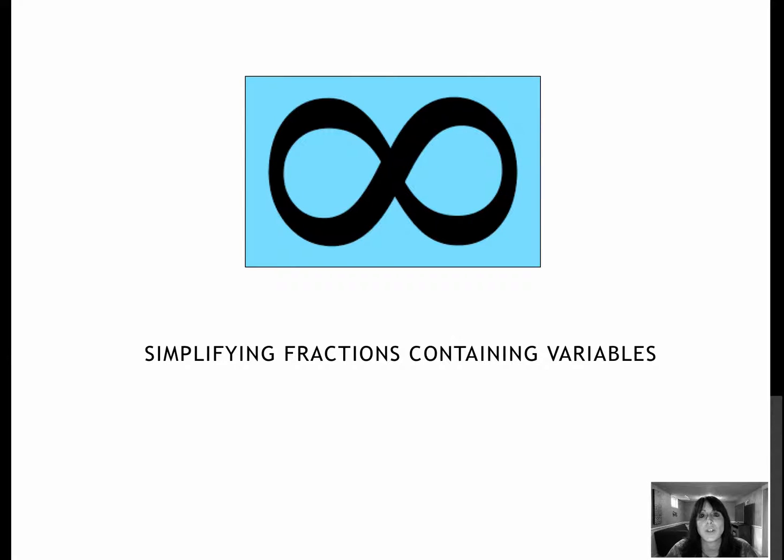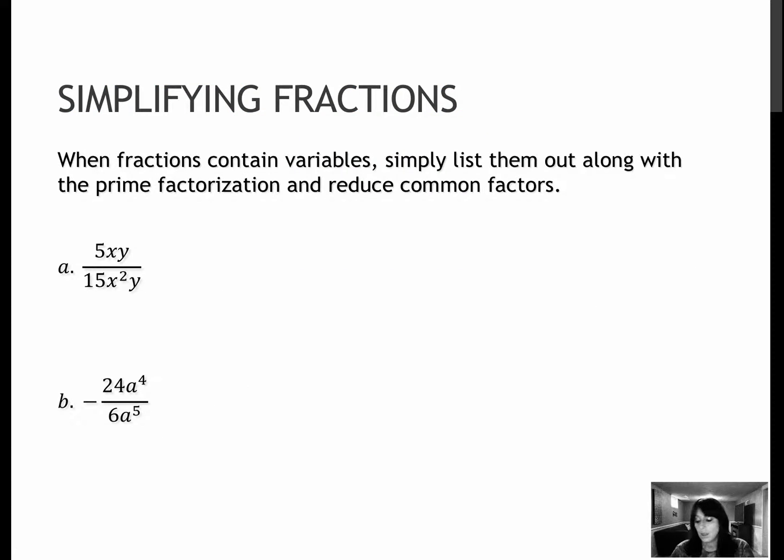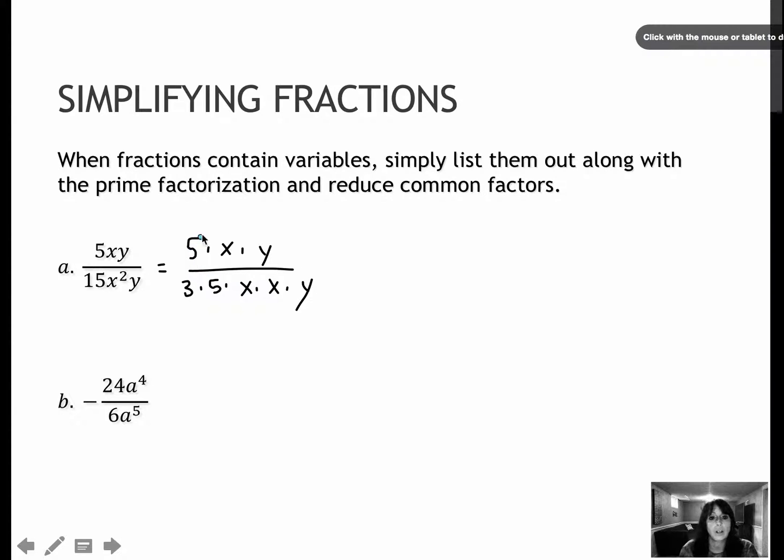This is a continuation of simplifying fractions, so we are going to simplify fractions. Same process when we are simplifying fractions that involve variables. So really, if I were going to list my factors, this would be 5 times x times y. On the bottom, 15 would be 3 times 5 times x times y. Just as we did before, I'm going to cancel any pairs.